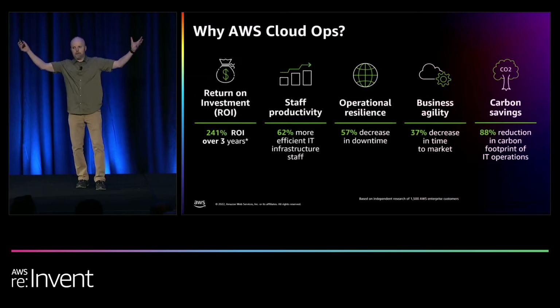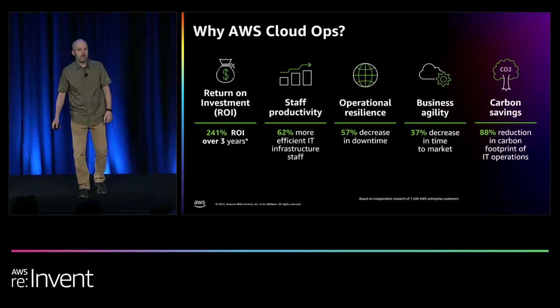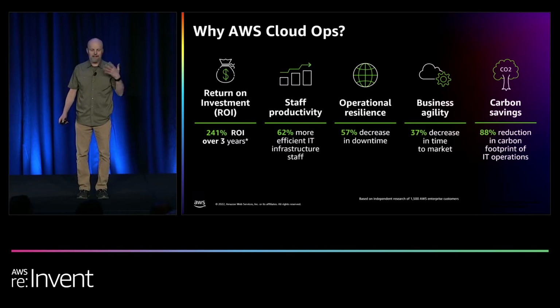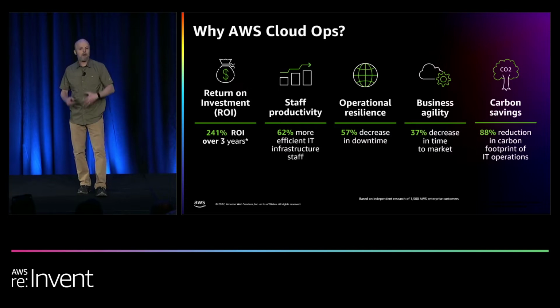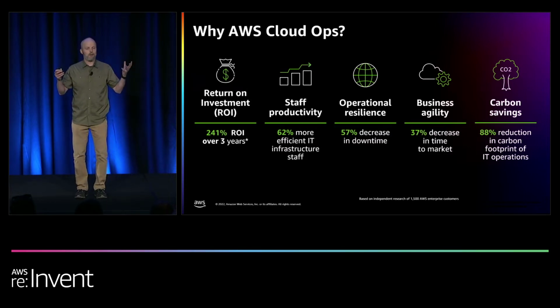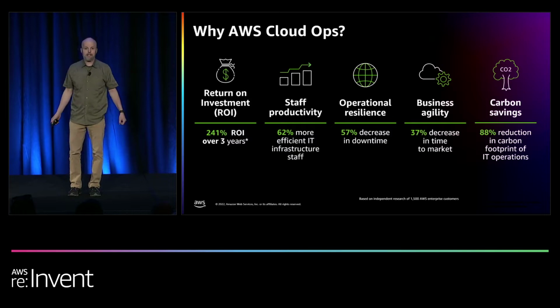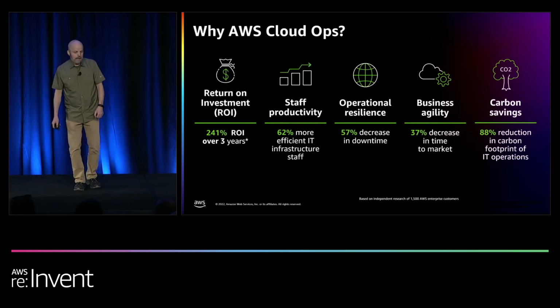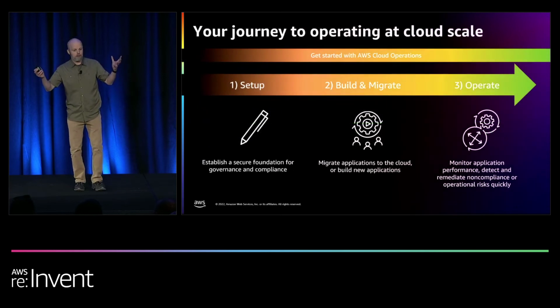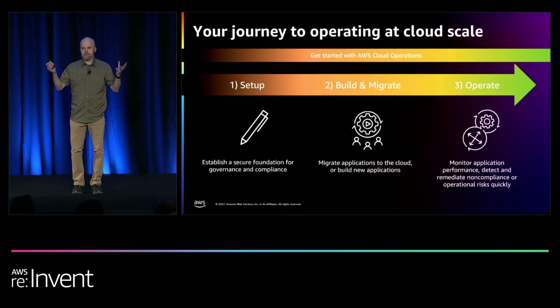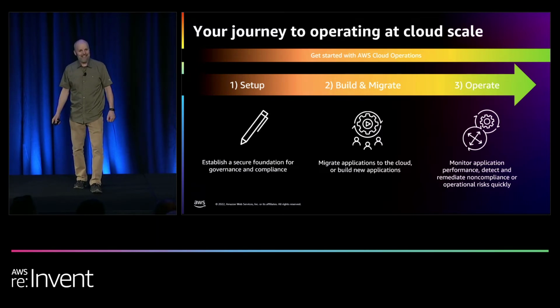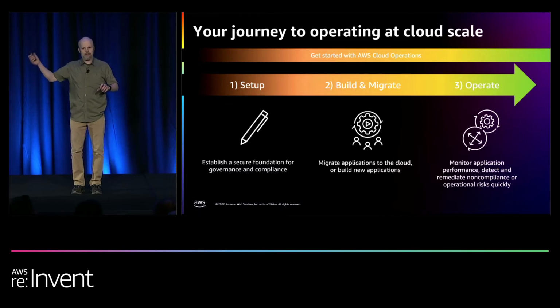So, broad picture, cloud ops. How do you stay secure and efficient while being resilient in the cloud? We do our best to enable you to do that with high productivity, high resilience, business agility, and to save the environment as we're doing so. The broad model for cloud operations, you could probably guess at it. There's setup, there's build and migrate, and then operate. We're going to focus mostly on the setup part today and some on the operate as well.